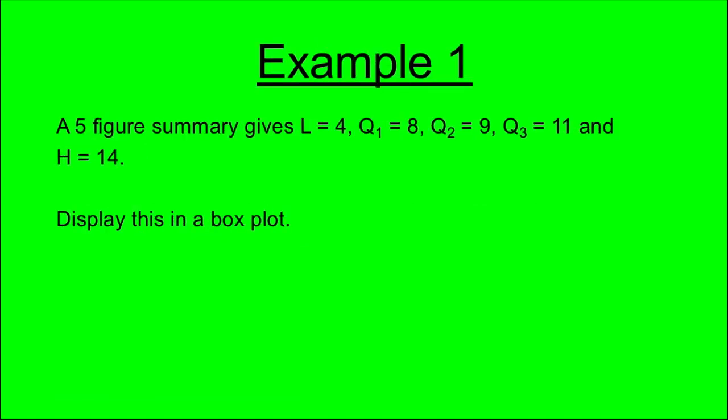Example 1. A 5-figure summary gives lowest as 4, quartile 1, 8, quartile 2, 9, quartile 3, 11, and highest 14. Display this in a box plot.